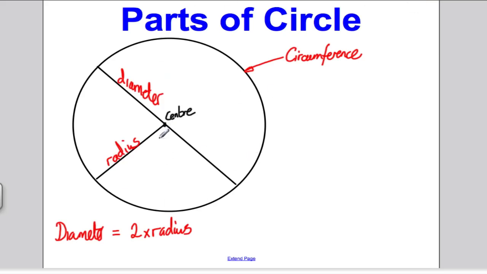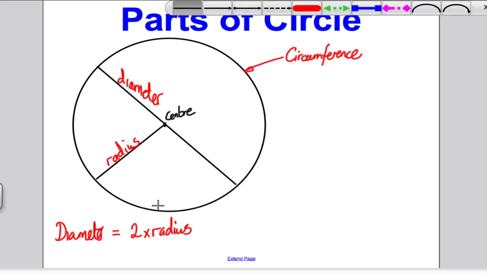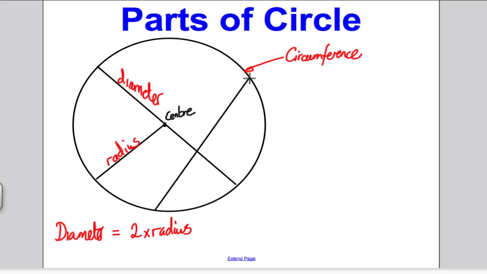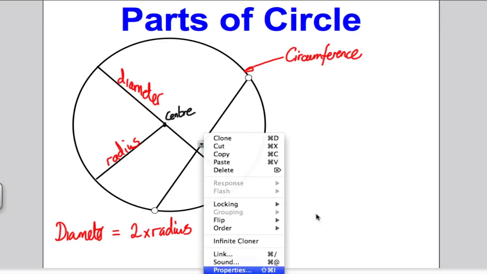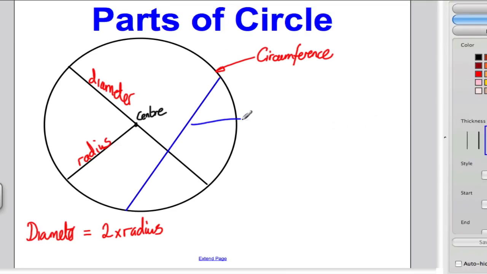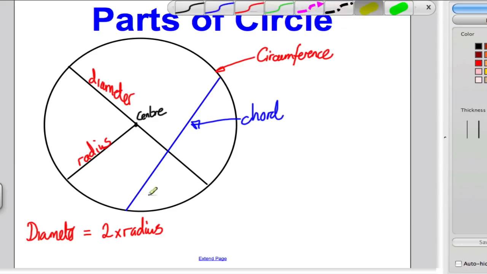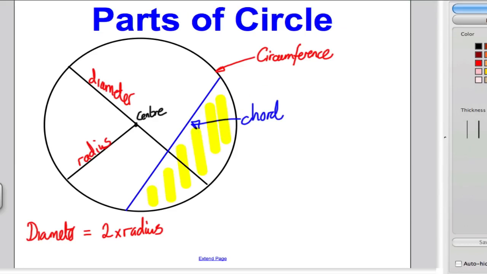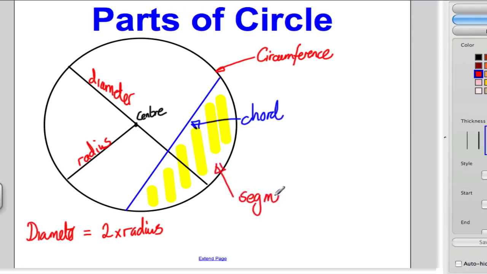Now, a line that cuts a circle like that, but does not go through the centre. So the key thing here is it does not go through the centre. I'm going to label that blue. Is what we call a chord. This is called a chord. Now, the piece of the circle it leaves here, like this whole piece here, is then called a segment. It's a segment of the circle. There's a small segment. This whole bit left over here is a big segment or a major segment.